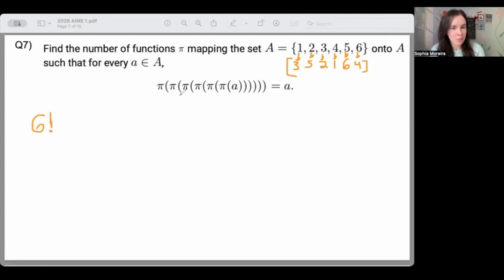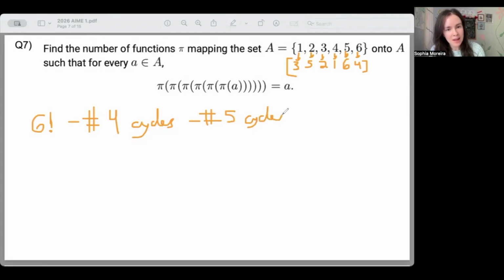However, I think it's much simpler to compute using complementary counting yet again, where we say all the 4 cycles and 5 cycles aren't quite going to work. So it's 6 factorial minus the number of 4 cycles minus the number of 5 cycles.